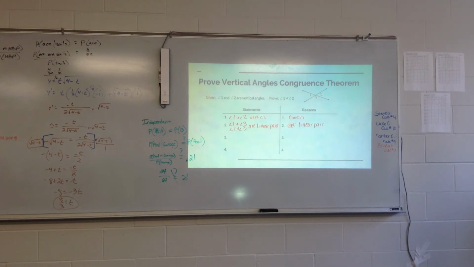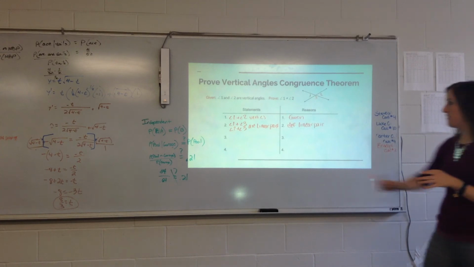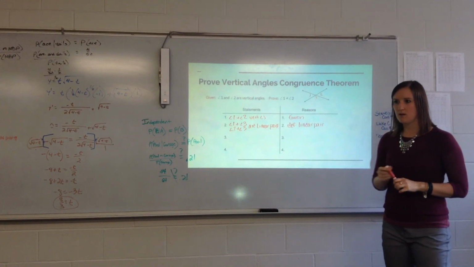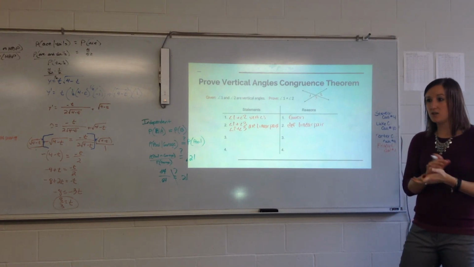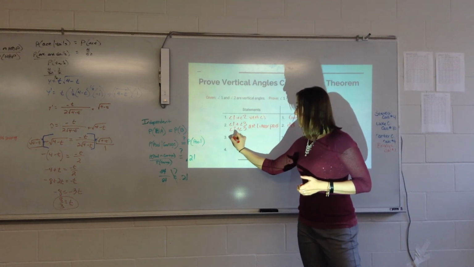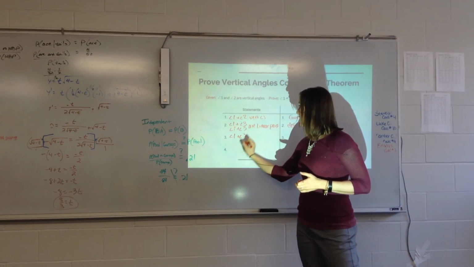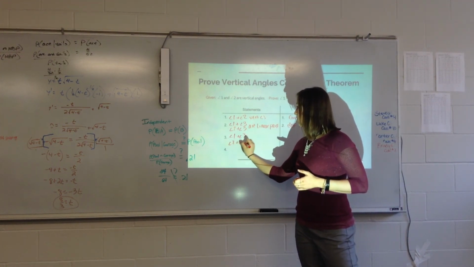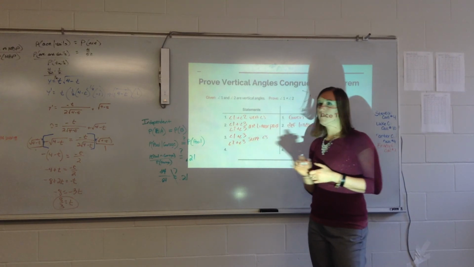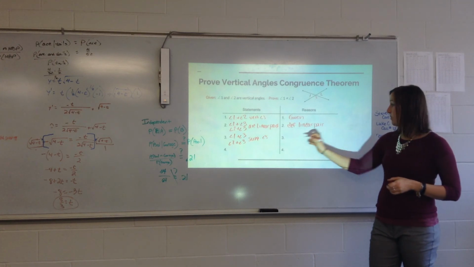Now, we want to use that linear pair postulate. What did that postulate tell us? If they're linear pairs, what do we know about them? They add up to 180, right? They're supplementary. So we also know that angle 1 and angle 3, angle 2 and angle 3 are supplementary by that linear pair postulate.